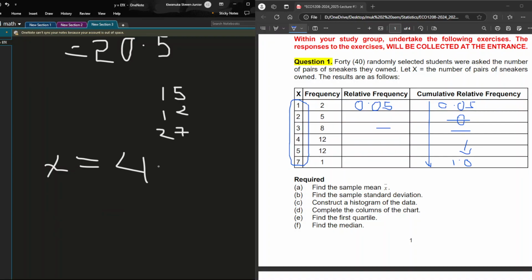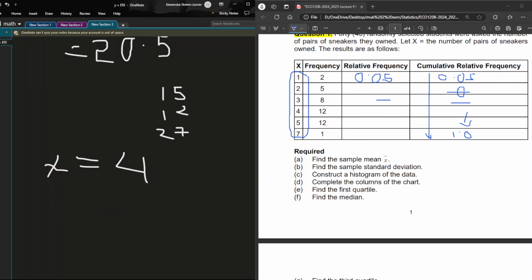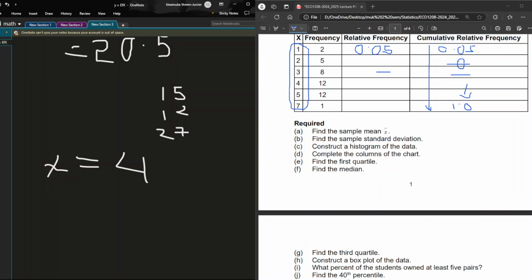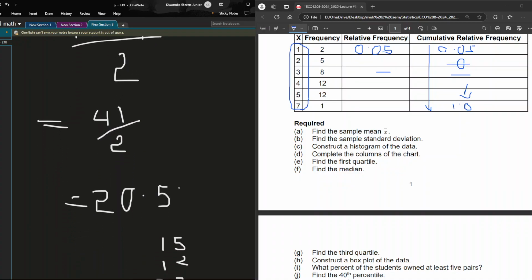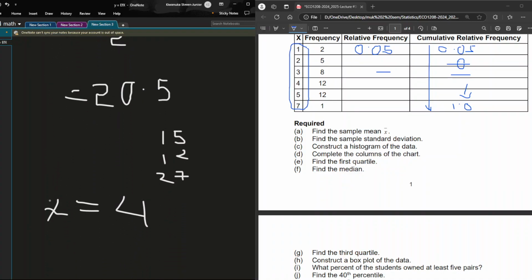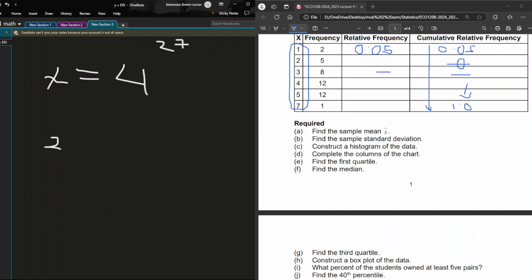Then they are telling us to find the first quartile, third quartile, and the median. We found the median, then the third quartile is also given by 3 out of 4. Third quartile is this Q3. And this information is very vital for drawing a box plot, because without it we cannot achieve it.